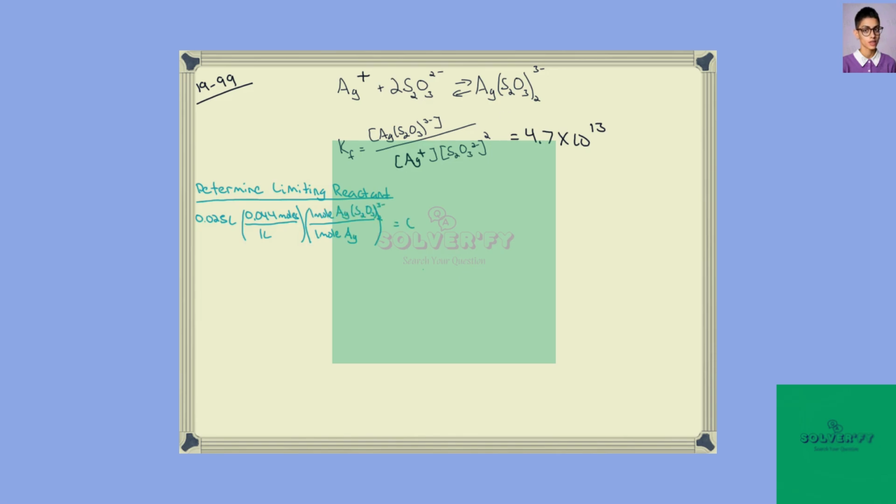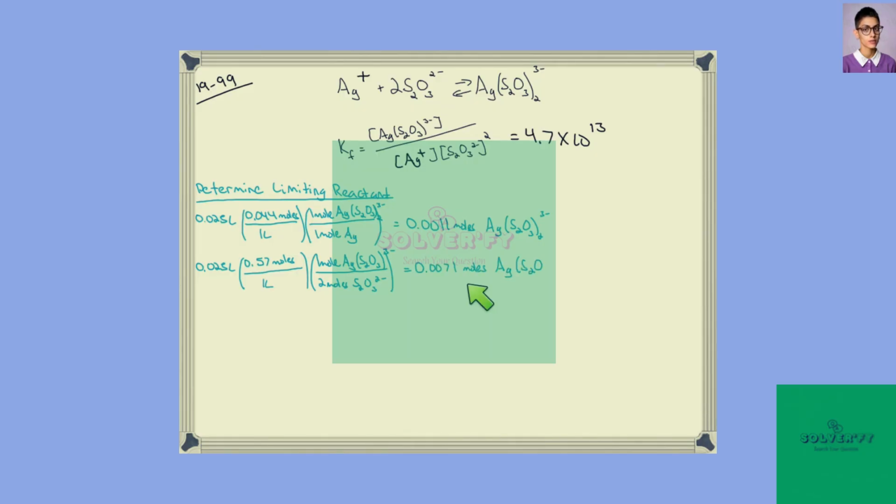So this will tell us the moles of product that can be created if all of the silver were consumed. Let's do the same thing now with the thiosulfate. We also have 25 milliliters at a concentration of 0.57 molar. So we'll take our 25 milliliters, convert it to liters, multiply by the molarity to get the moles of the thiosulfate, and then recognize that 2 moles of thiosulfate make 1 mole of product. This would then be the moles of product that could be produced if all of the thiosulfate reacts.